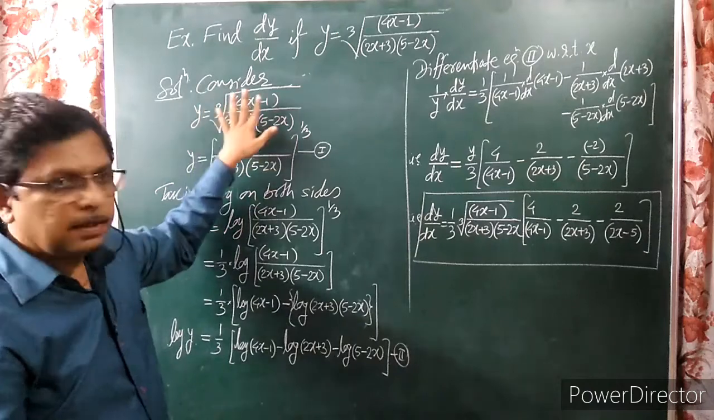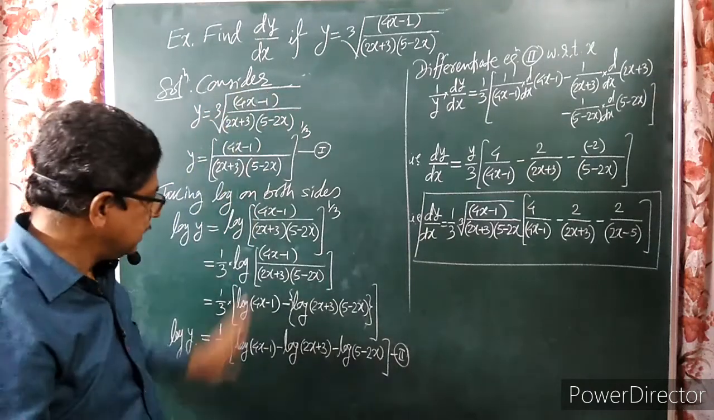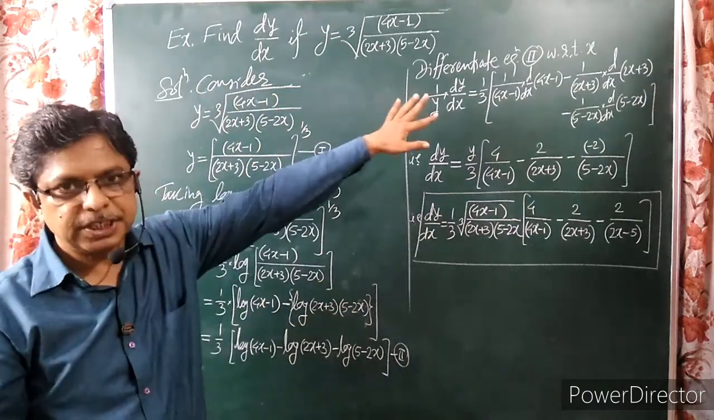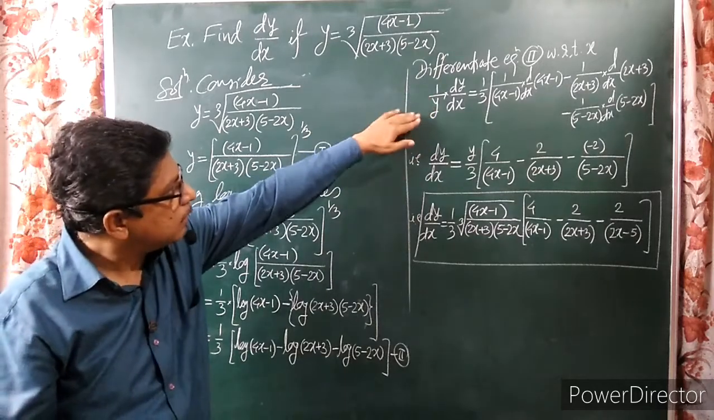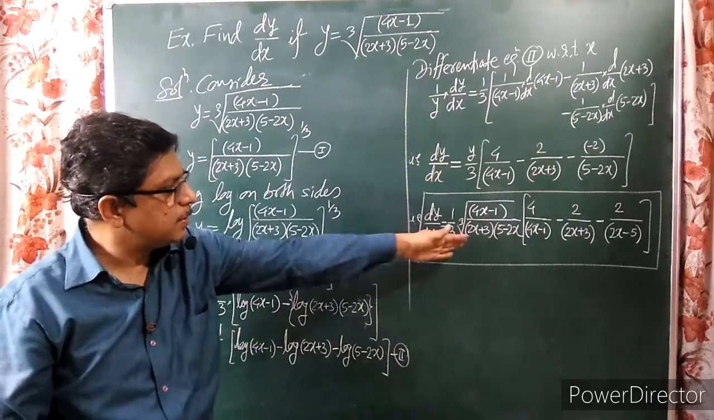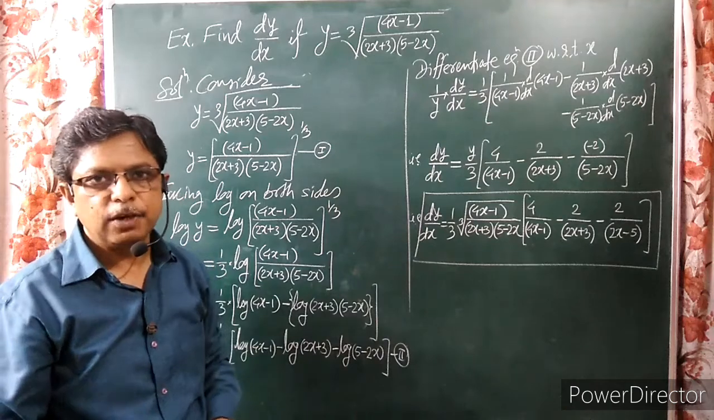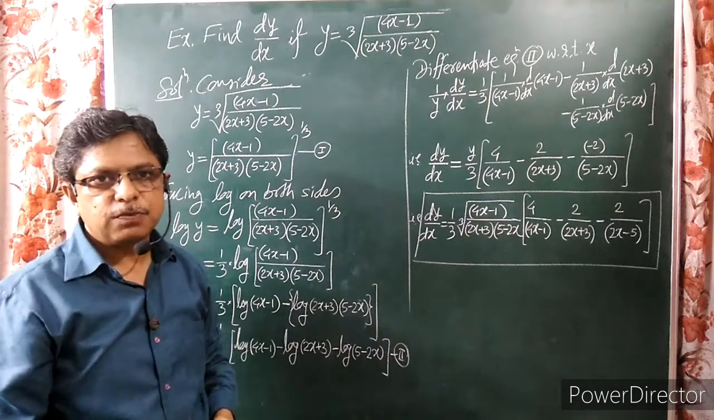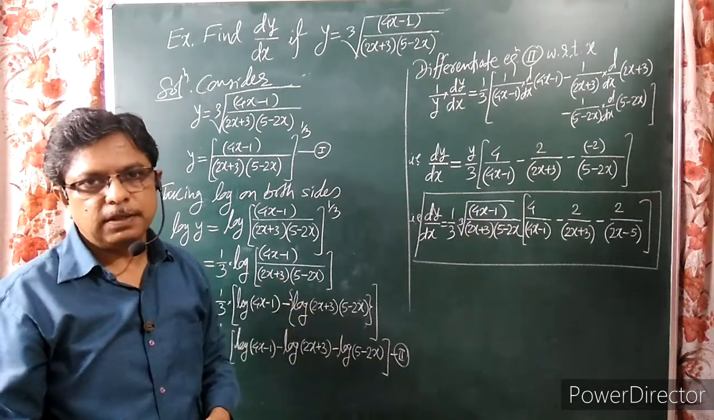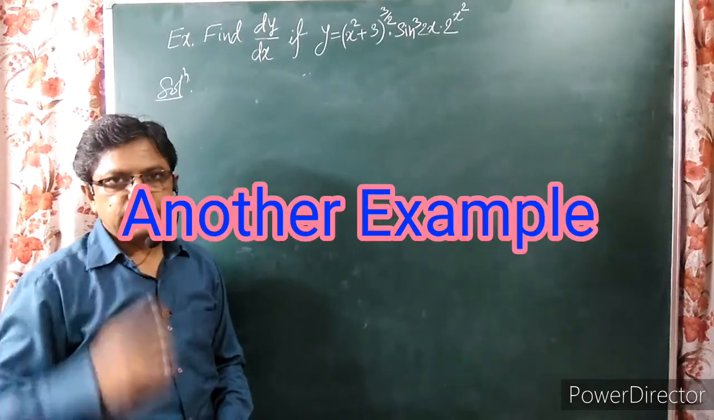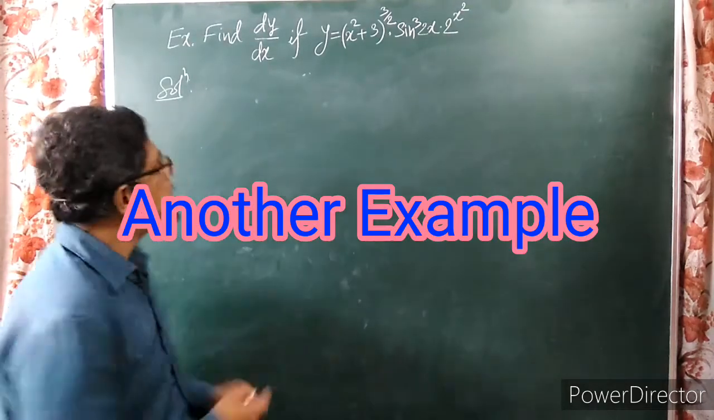दिलेला फंक्शन लॉग ने सेपरेट केला आणि मग डिफरन्शिएट केला. 1 upon y जो होता ट्रान्सफर केला, त्याची व्हॅल्यू रिसब्स्टिट्यूट केली and dy by dx ची व्हॅल्यू मिळाली. So this is for the given example. That's it. So let us start with another example.